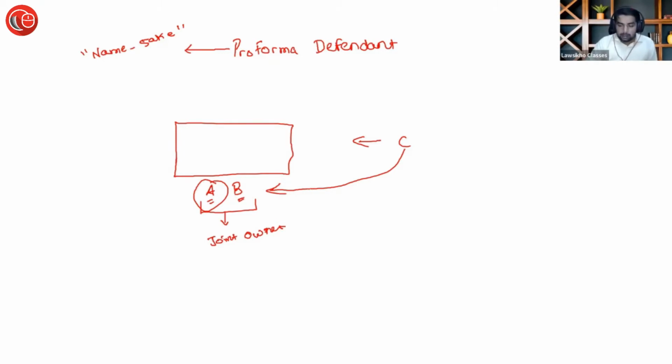Now this is a problem. Now if B is not made a party to this suit, now suppose if the suit is only A versus C, then it is a problem. Why it is a problem? Because B here is the joint owner of the property. So he is a necessary party. He has to be there in the suit. If he is not in the suit, then what will happen? The suit will not be decided comprehensively.